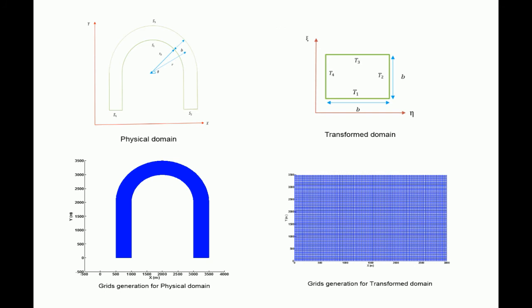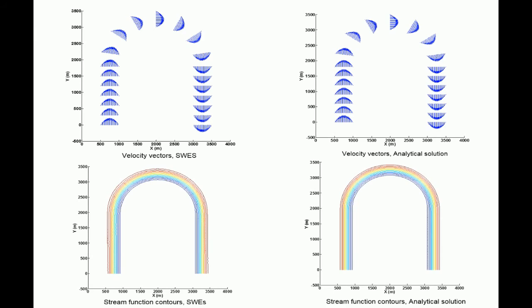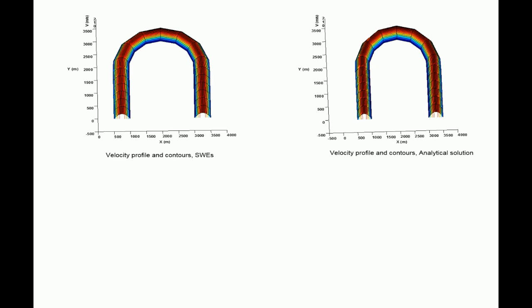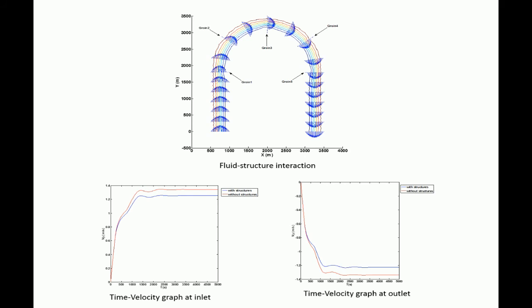That was the first curve. The second curve belongs to the city of WAG and is 180 degrees. It's the same simulation, we just change the angle. Instead of 90 degrees, we have 180 degrees, and you can see the velocity vectors, the stream function contours, the velocity profile, and the stream function profile. And finally, we add groins to support each bank separately.